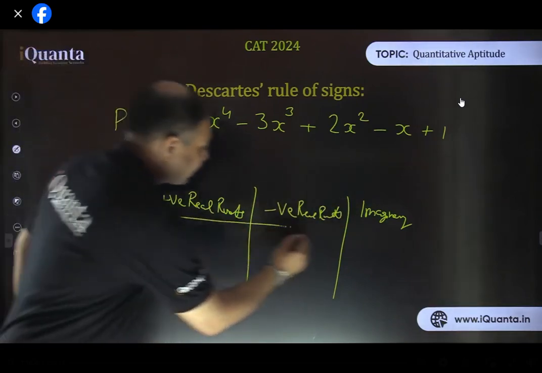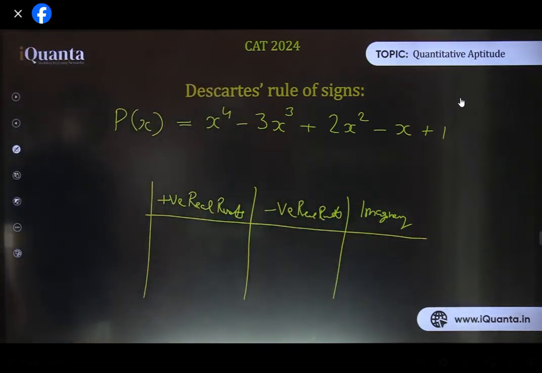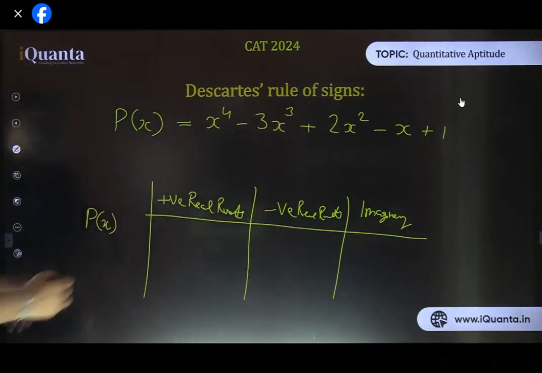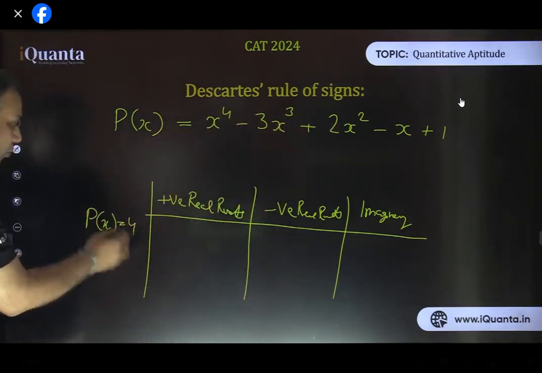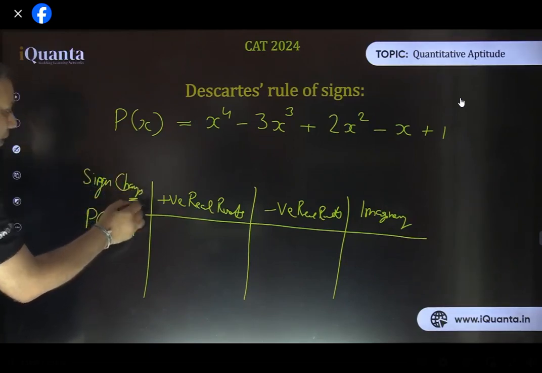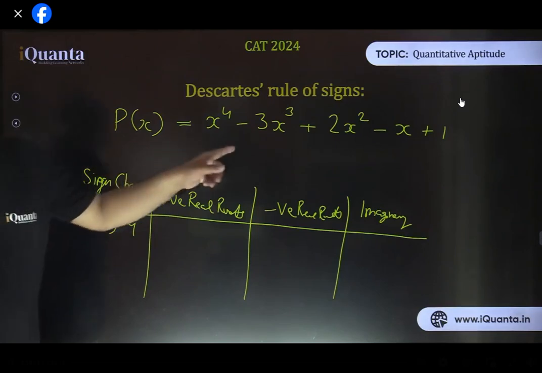Fine. So now this Descartes' rule of sign tells us, depending on the sign change. So px में हमने देखा, in this px number of sign changes are 4, right? So number of sign changes here are 4. Let me write here sign changes. So number of sign changes in px is 4. Is that part okay? Number of sign changes.